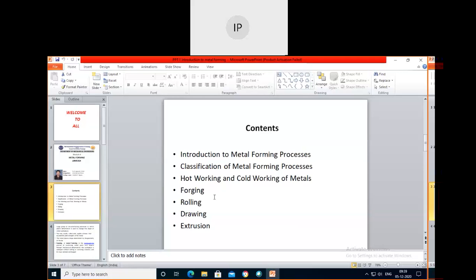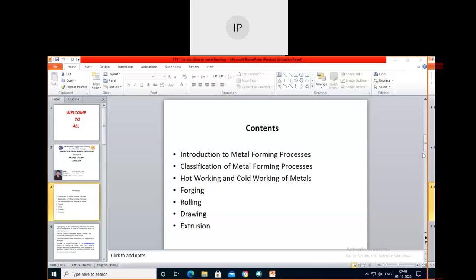See, if the working temperature of the metal is above the recrystallization temperature, we call that the hot working condition. Recrystallization is a process where deformed grains are replaced by a new set of undeformed grains. The formation of the granular structures takes place when the metal is heated, and that we call recrystallization. If you work above the recrystallization temperature, we call it the hot working condition. If the working temperature is below the recrystallization temperature, then we call it the cold working condition.